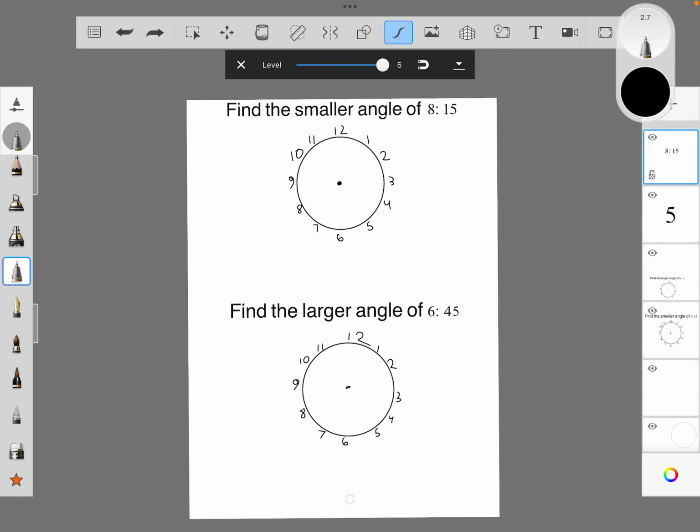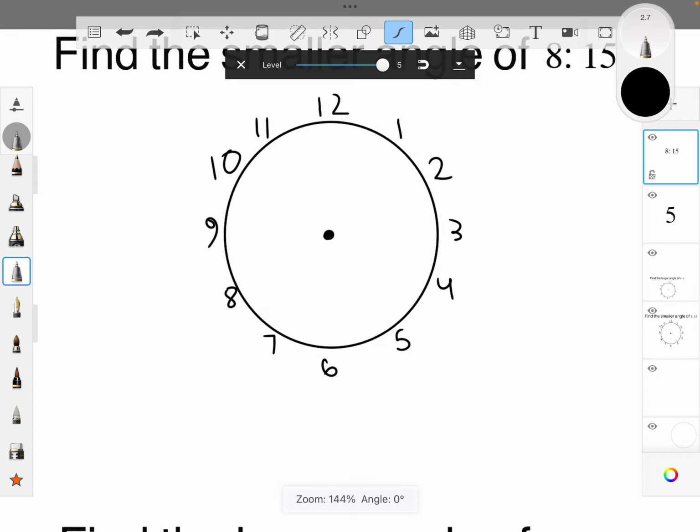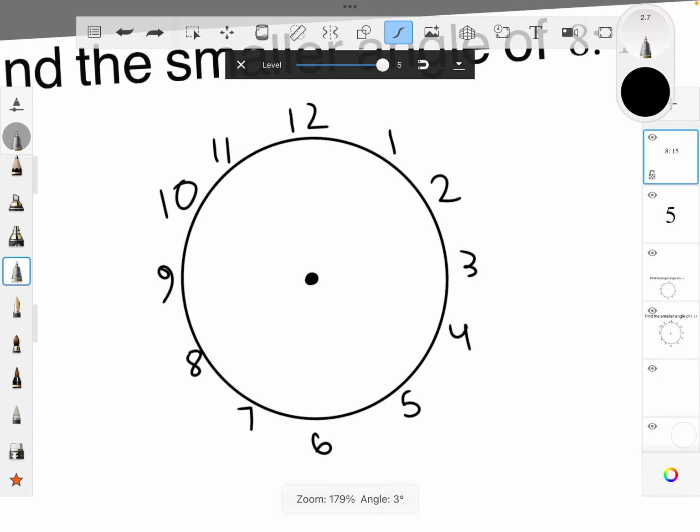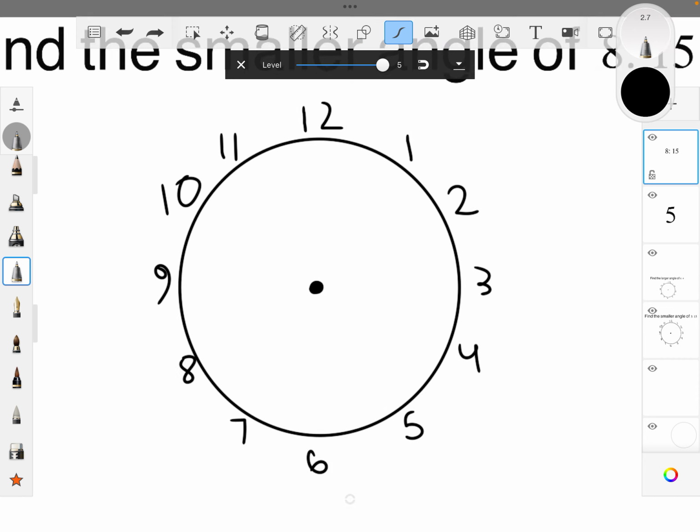In this video, I'm going to be showing you how to find the smaller angle formed when a clock reads 8:15 or 6:45 or any other time. So to get started, we first need to represent this on the clock. The minute hand would be pointing towards 15, while the hour hand would be pointing somewhere between 8 and 9. So now we need to find the measure of this angle.